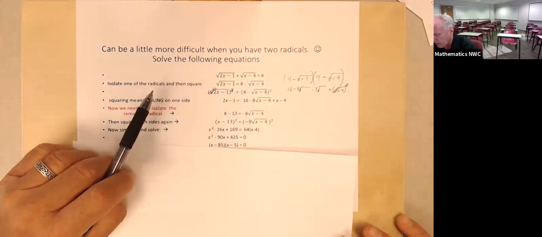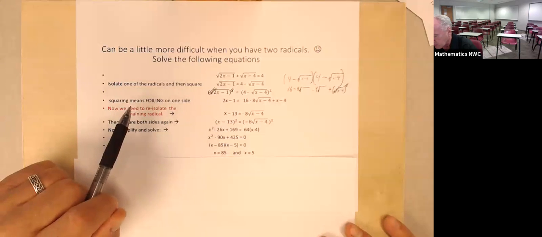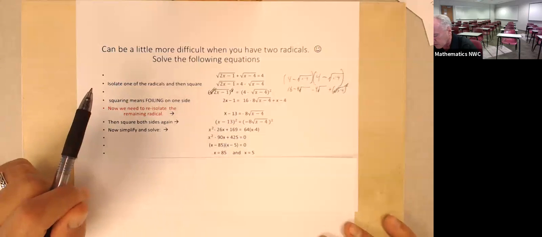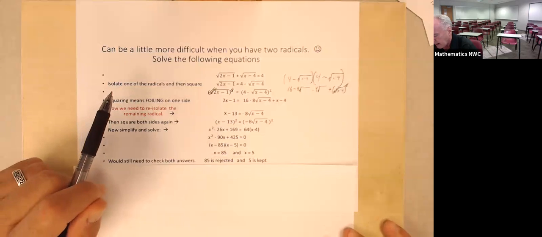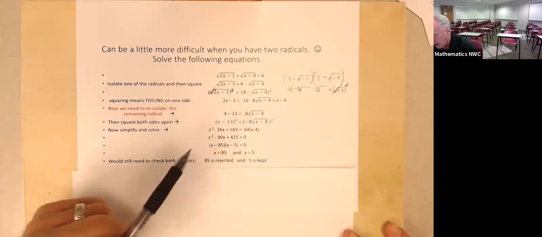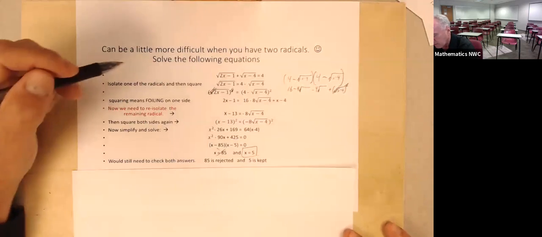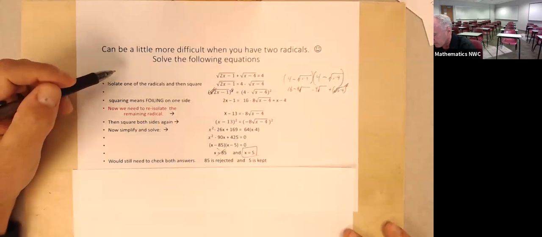I could go to the quadratic formula, but it factors into those two, which means those are my solutions right here. But again, I need to check them out. If you would check them out, you would find the 85 is rejected. The 5 is kept, if you go ahead and check that out.